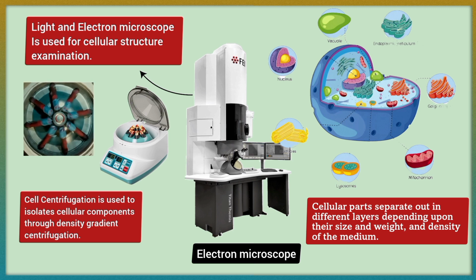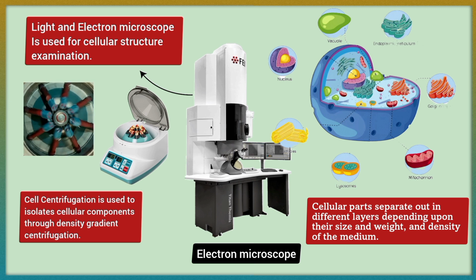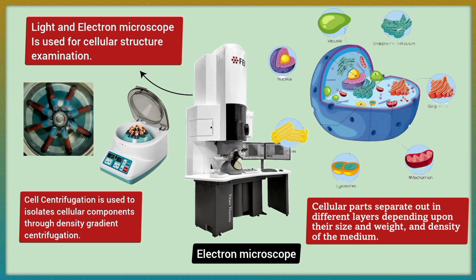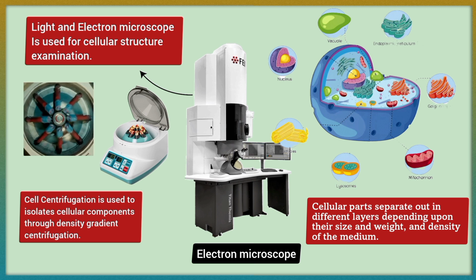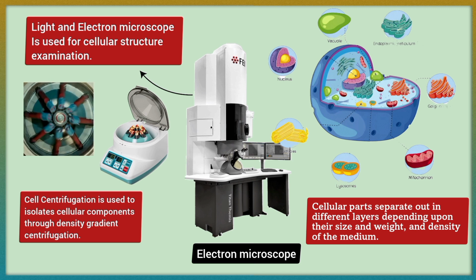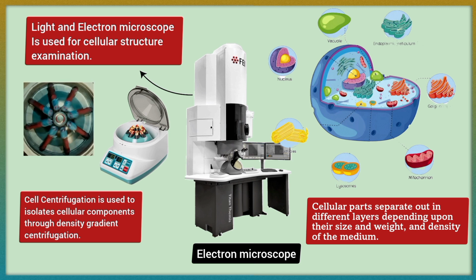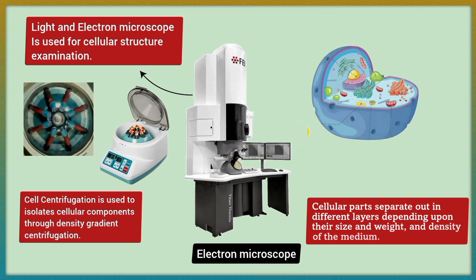During cell fractionation, the tissues are homogenized or disrupted with special instruments and the various parts of the cells are separated by density gradient centrifugation. This separation is achieved by spinning the homogenized or disrupted cells in a special medium in a centrifuge at medium speed. The various cellular parts separate out in different layers depending upon their size and weight, and density of the medium. Some cellular components require very high speeds for separation from other parts of the cells. This is achieved through ultracentrifugation.